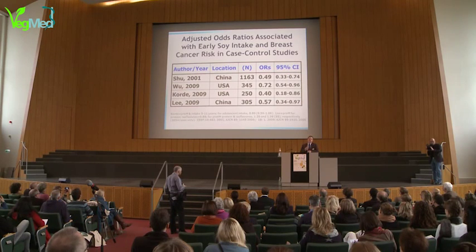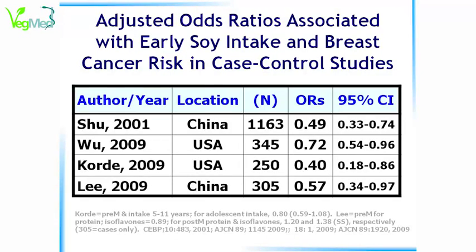So higher soy intake during the teenage years was associated with anywhere from a 28% reduction in the risk of developing breast cancer to a 60% reduction in the risk of developing breast cancer. These are really amazing results. The amount of soy the women consumed during adulthood did not impact these findings.